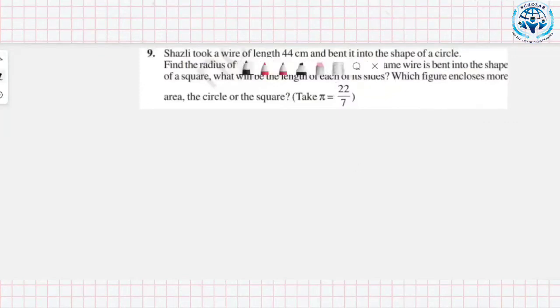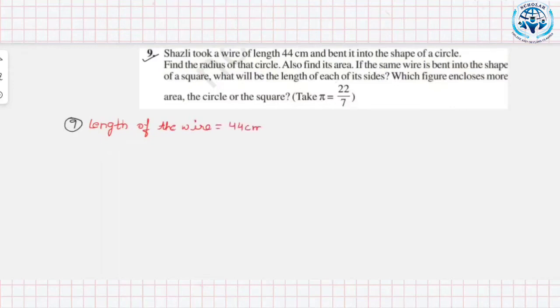Question number 9. Shazli took a wire of length 44 cm and bent it into the shape of a circle. What can you infer from this statement? Yes, the circumference of the circle will be 44 because the length of the wire is 44. We have to find out the radius of that circle.